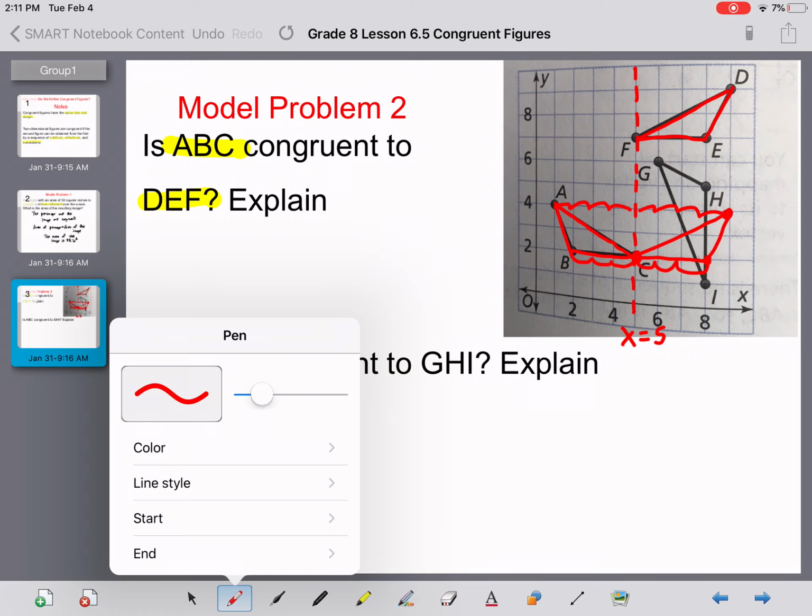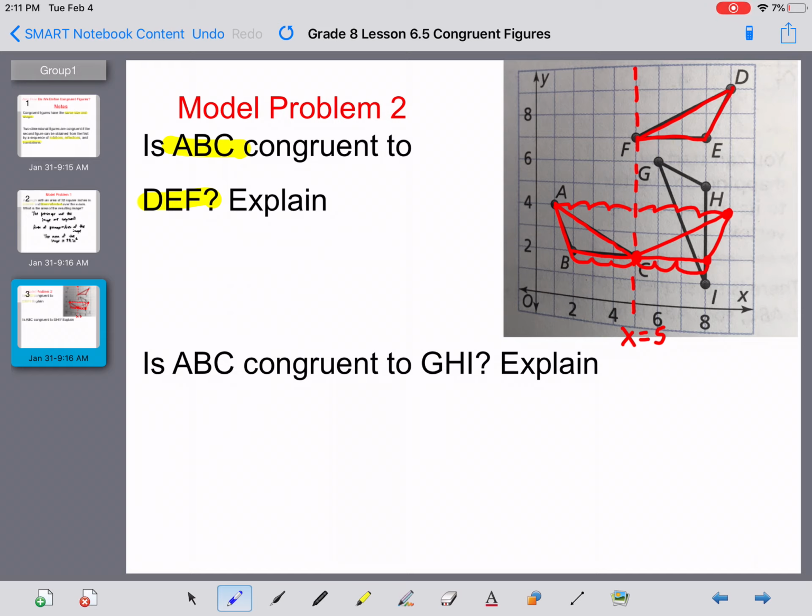Now I see if I can move to get up to DEF. If I translate now, I could go up 1, 2, 3, 4, 5. So that works for point D. If I check this point, I could go up 1, 2, 3, 4, 5. That works for E. And point C, 1, 2, 3, 4, 5. That works for F.